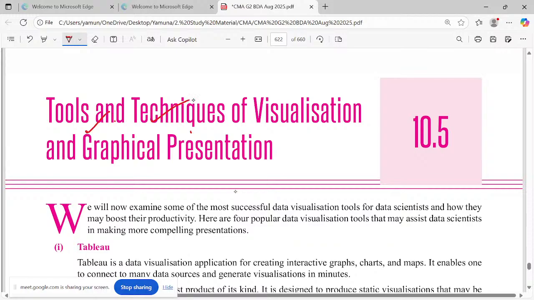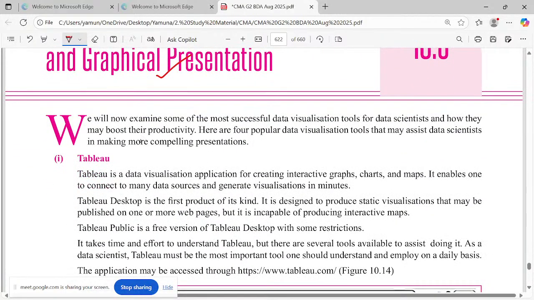Tools and techniques of visualization and graphical presentation. So what are the tools and techniques you are going to take help of for presenting and visualization of data? First one, Tableau. Tableau is what you call the table format, but we are taking the help of technology over here. It's a data visualization app. It's an application where you can create interactive graphs, charts, and maps.